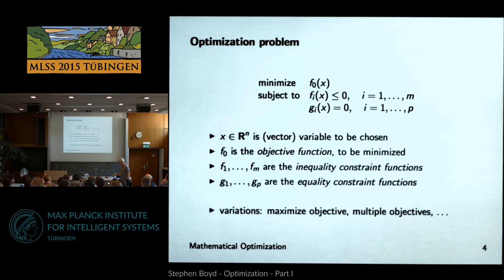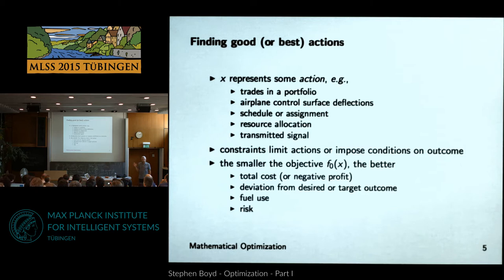Okay. So let's talk about why you'd use optimization. By the way, I want to remind you there's absolutely no assumptions so far made. So this is just optimization, period. In one broad class of problems, this vector x represents an action. It's something that you do. You're going to actually act and something's going to happen. It could be, for example, the trades if you're running a hedge fund.